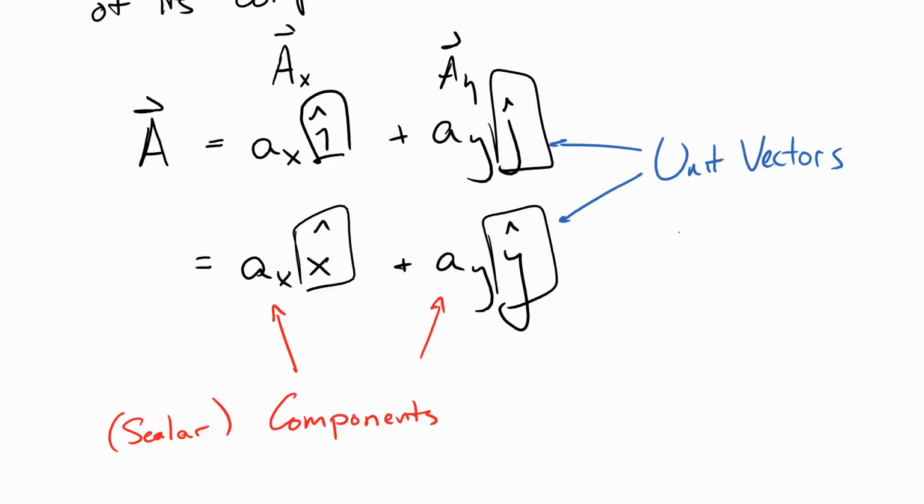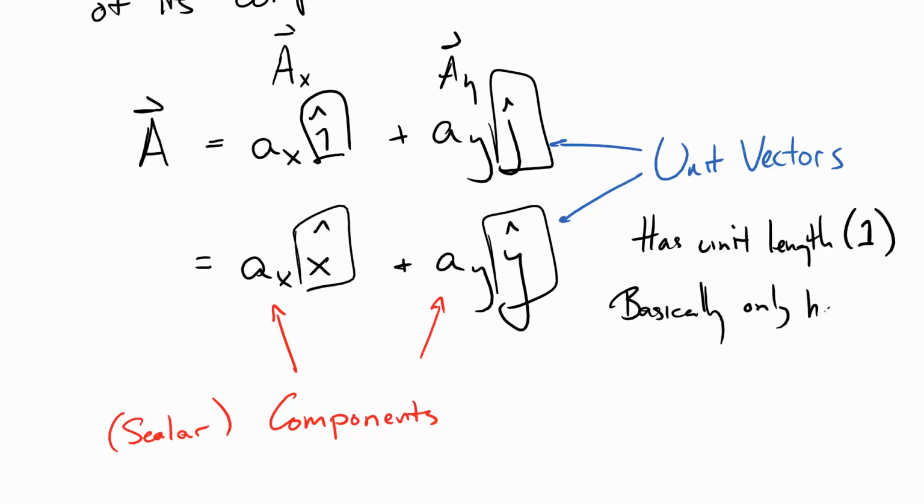A unit vector doesn't only have a direction. It has unit length. Unit in this case like unit circle. So a length of 1. So basically it only has a direction. So x hat is the vector that points in the positive x direction. It has length 1, points in positive x. Y hat, length 1, points in positive y. I hat, j hat, respectively the same thing.